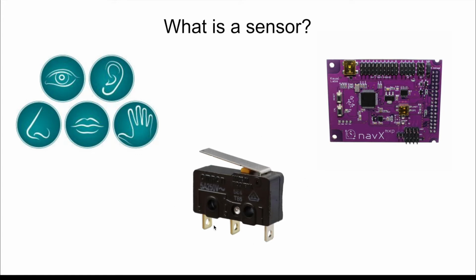So for example, here I have a limit switch, which observes the world through touch. When this bit is touched right here, the robot can sense that. And over here I have a NavX gyroscope, which is used to observe the angle of a robot through accelerometers and acceleration.